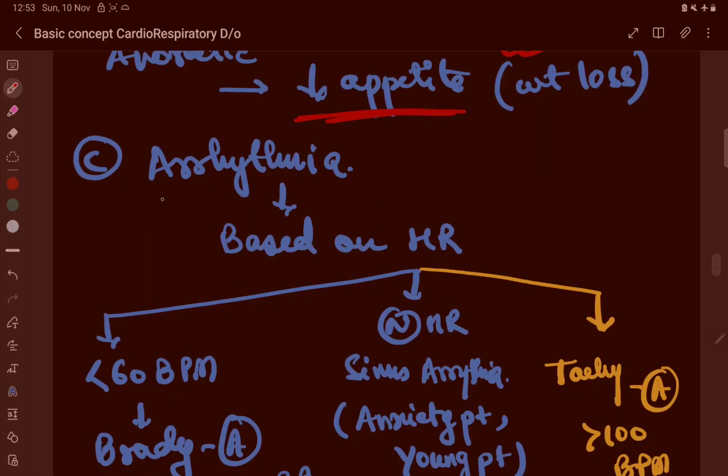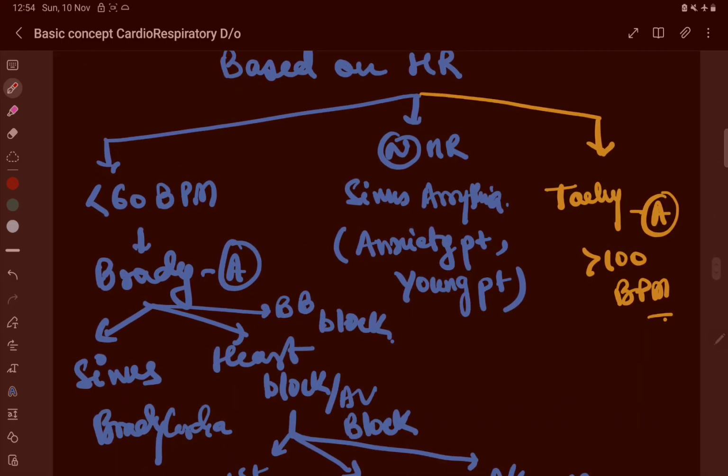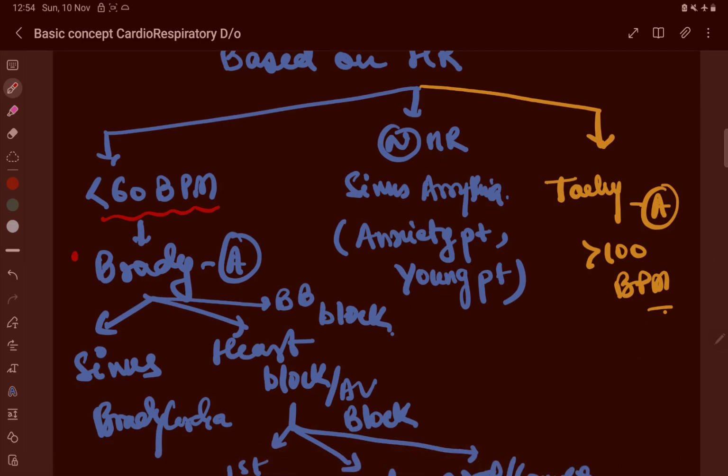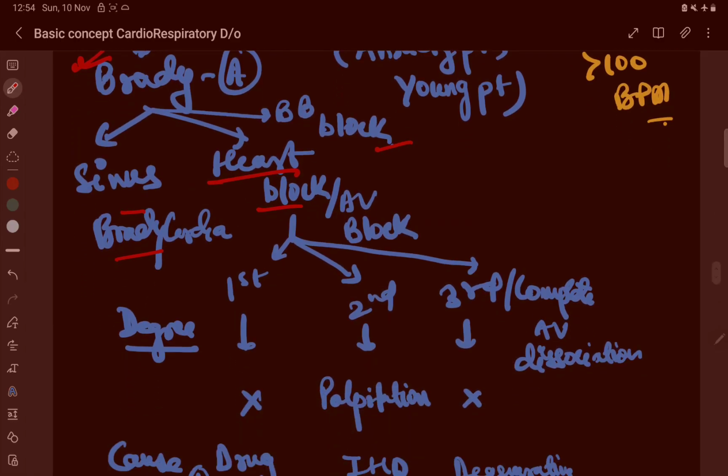Now arrhythmia, again, arrhythmia is something to do with rhythm. There is a difference in the rhythm, so there is a dysfunctional rhythm, okay. Based on the heart rate, if it is less than 60 beats per minute, it causes bradyarrhythmia. It is sinus bradycardia, as we have discussed, and there is heart block and AV block, and there is bundle branch block.